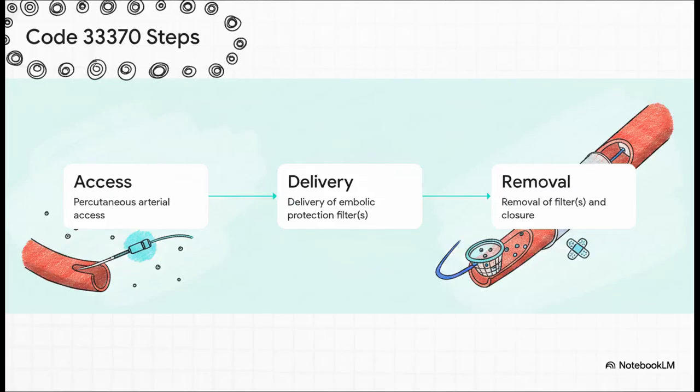Now, you might be wondering, what about stroke prevention during these procedures? Well, that brings us to add-on code 33370 for cerebral embolic protection. This code encompasses three clinical steps. First up, percutaneous arterial access. Then the actual delivery of the embolic protection filters, and finally, the removal of those filters along with the arteriotomy closure. Since the access and closure are built right into 33370, we use this specific add-on code to capture the preventative work without double billing for the access site.